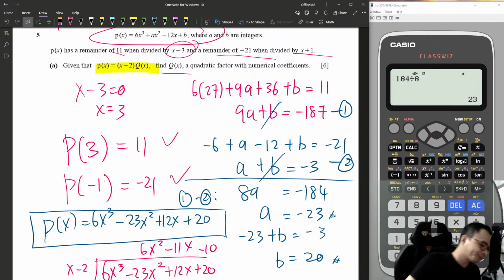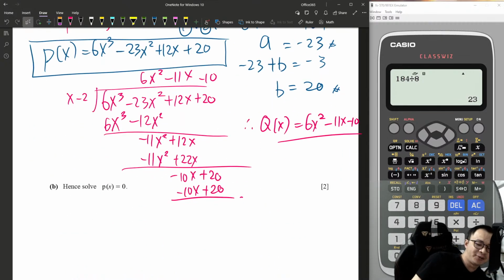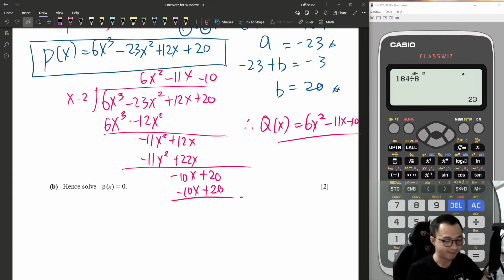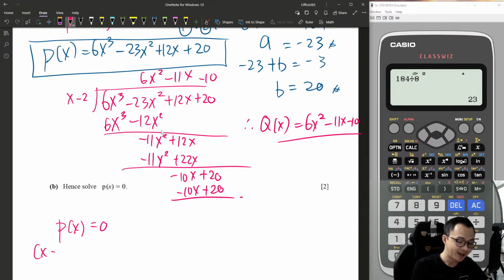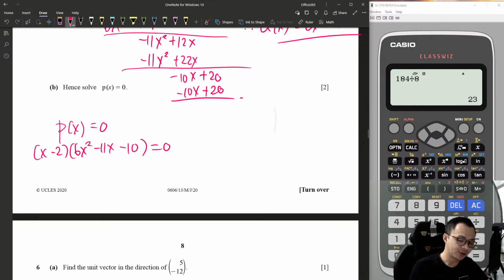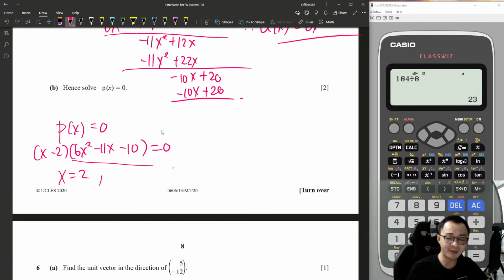Okay. Then they say px equals to 0. Basically it asks you to factorize completely. So therefore, px equals to 0 basically means what? X minus 2 times 6x squared minus 11x minus 10 equals to 0. So definitely I have one answer, x is equal to 2. Now the problem is, can this equation be factorized?